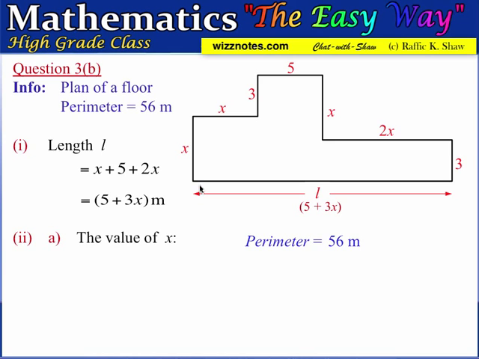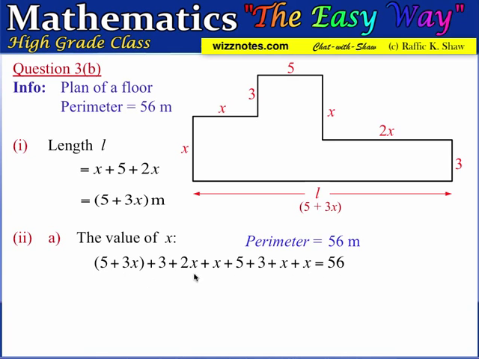If we start with this side, then it would be L, which is 5 plus 3x, plus 3, plus 2x, plus x, plus 5, plus 3, plus x, plus x. That's the perimeter of the floor. So let's show that. The perimeter of the floor is 5 plus 3x, that's this length here, plus 3 plus 2x plus x plus 5 plus 3 plus x plus x, and that is equal to 56 meters. And so we have this equation here.